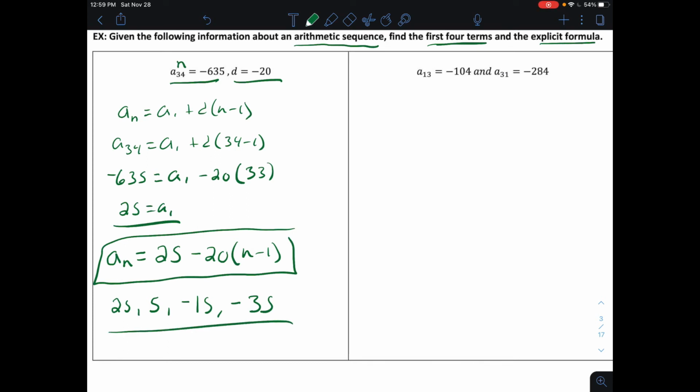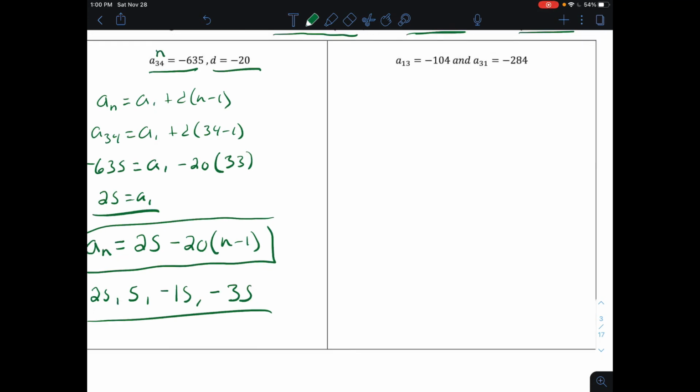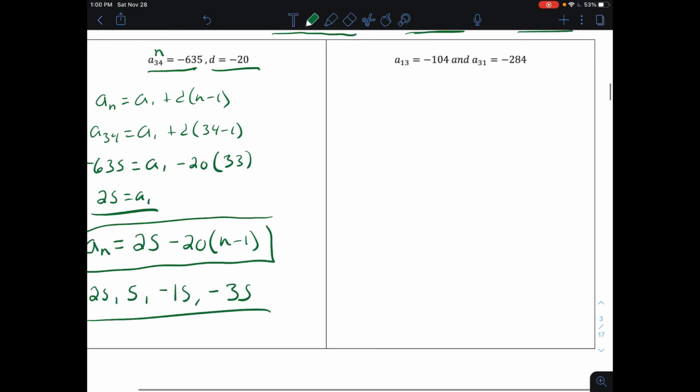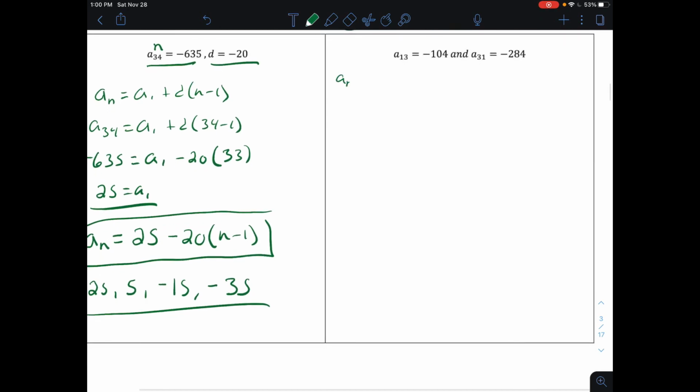Now let's look at the second one here on the right-hand side. This time I'm not given d nor the first term. I'm given two random terms. I know that the 13th term is negative 104 and the 31st term is negative 284. So what we're going to do is start with our explicit formula still: a_n equals a1 plus d times n minus 1.